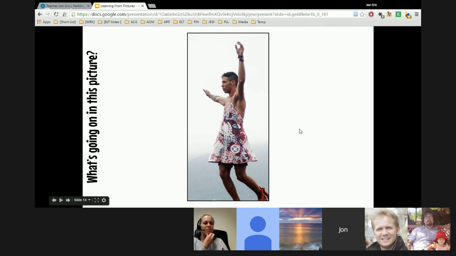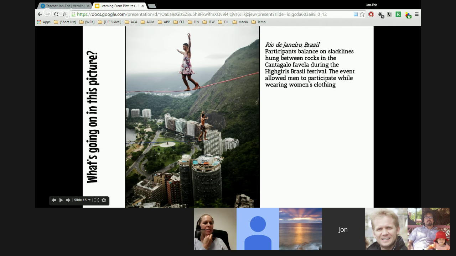Let's take a look. Take a look now. Okay. Oh. Diego, can you read the caption for us, please, on the top right? Okay. Rio de Janeiro, Brazil. Participants balance on slack lines, hands between rocks, oh my God. Quinta do Galo favela during the High Girls Brazil Festival. The band allowed men to participate while wearing women's clothing.